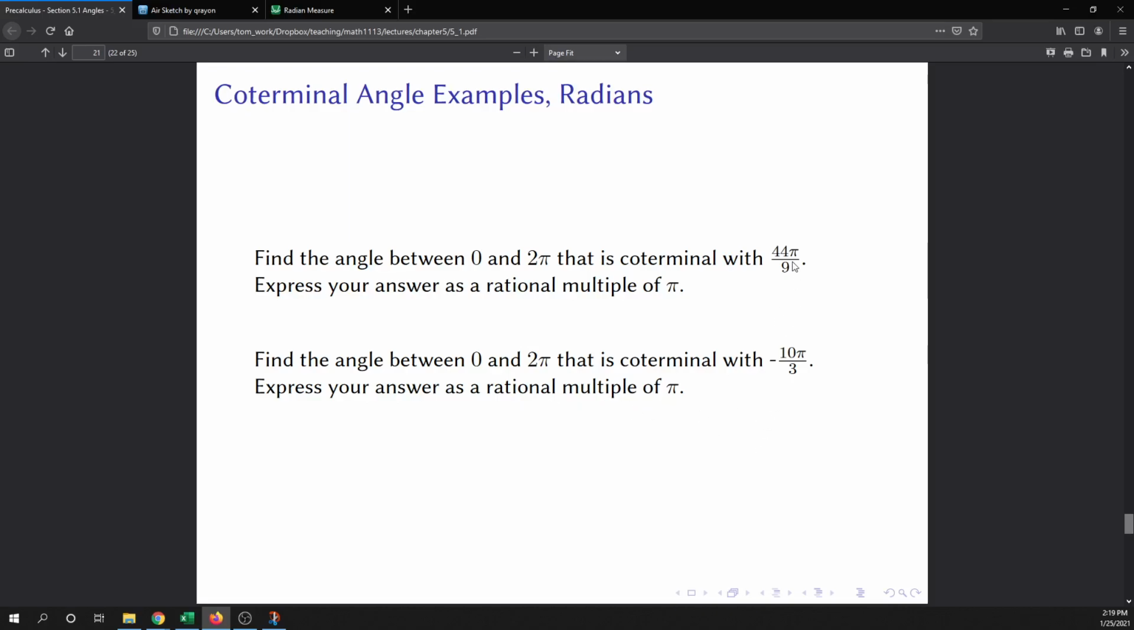All right, so we're essentially going to do exactly the same thing that we did. We are going to add and subtract, in this case, 2 pi, right? Why 2 pi? Because 2 pi is one complete revolution around the circle. And so we're going to add and subtract 2 pi until the fractional part right here is in between 0 and 2.